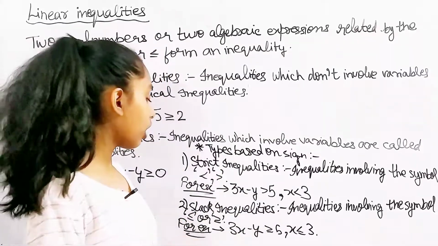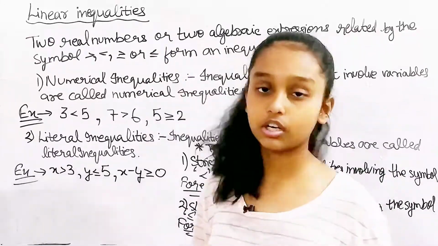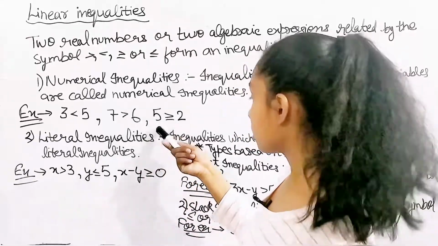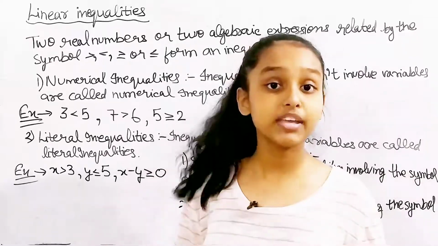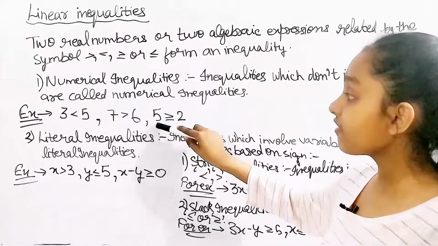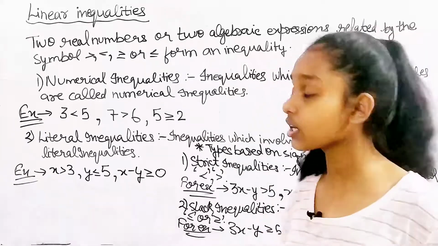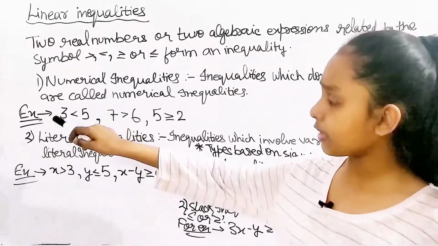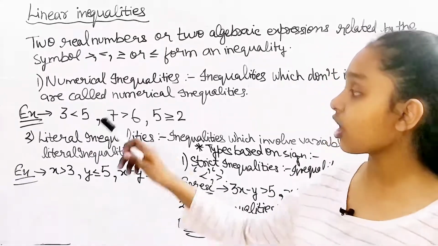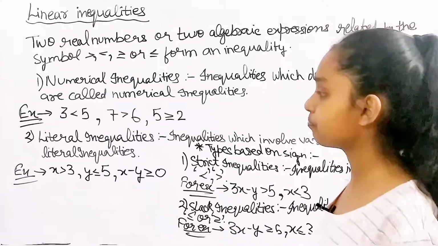One thing to remember is that if I write 5 is greater than or equal to 2, it's a slack inequality, because 5 can be equal to 2 or 5 can be less than 2. So we have two conditions. But in the strict inequality, only one option is left, that it is just less than 5. That's what these inequalities mean.